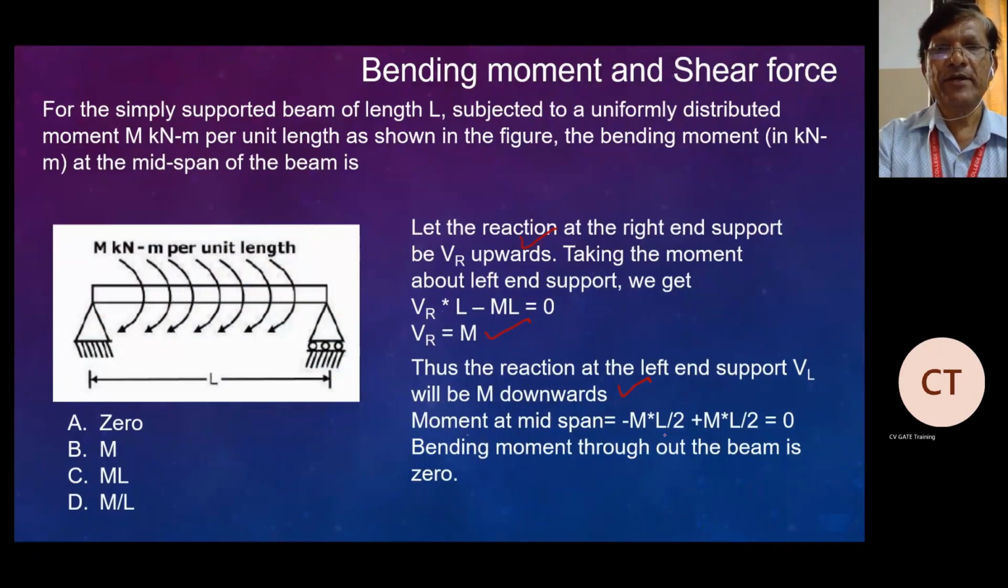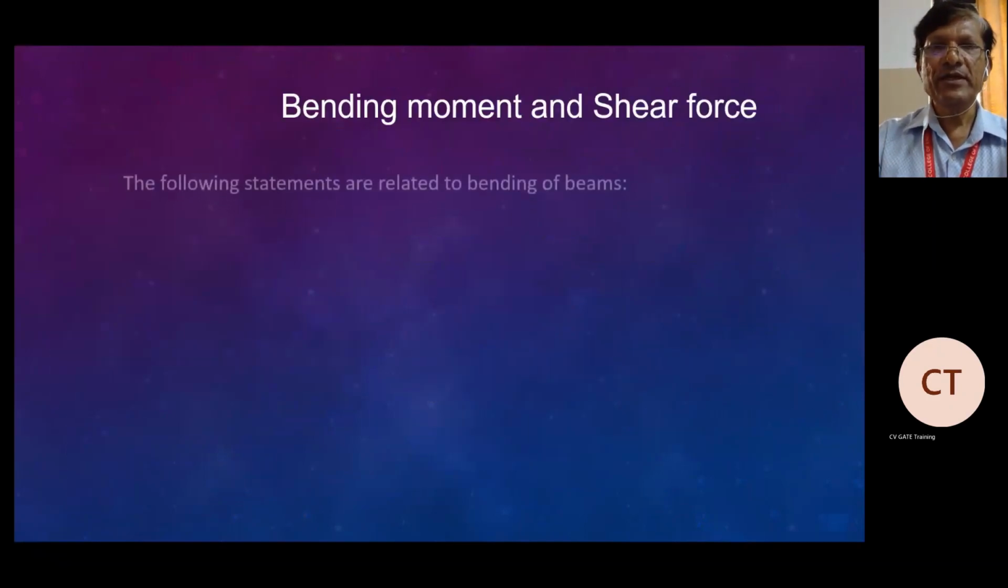So moment at the midpoint: M into L minus M into L by 2 plus M by 2 is equal to, at the center point, 0. So option A is the correct answer. So we'll see another problem.